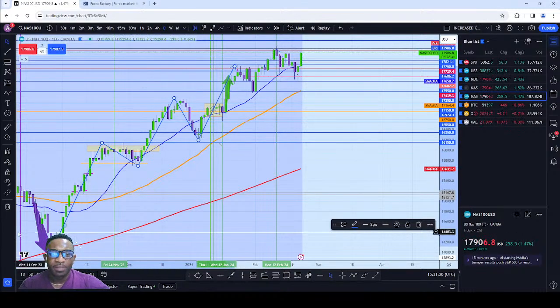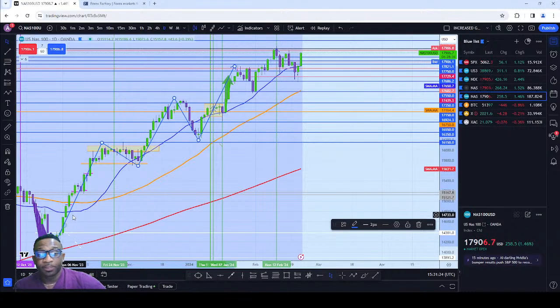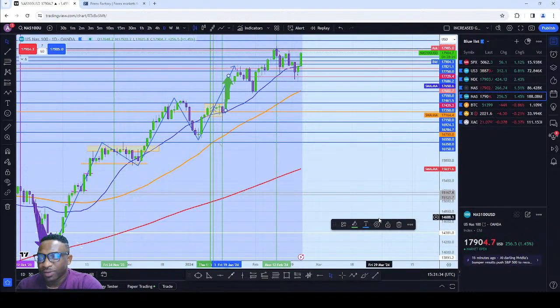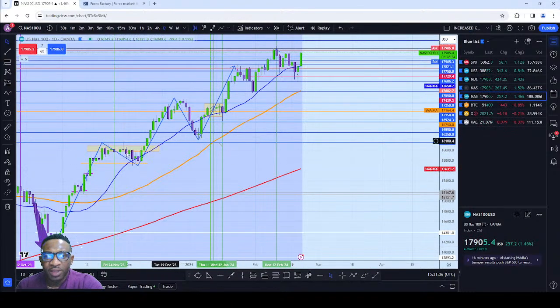So this is the real picture as we have it on the charts. Don't mind my numerous lines I have here. Let me take this off. I believe we can see through it and get the understanding.